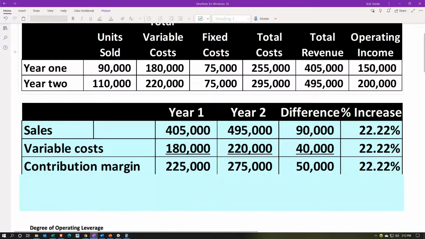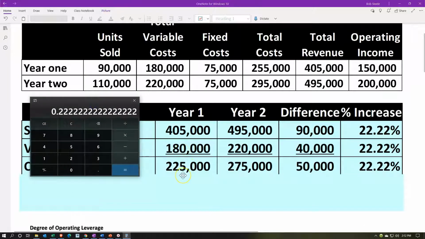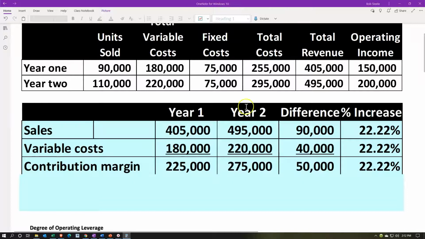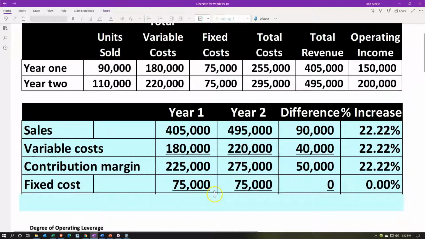The 50,000 can then be calculated two different ways. We can take the 275,000 minus the 225,000, that gives us the 50,000, or we could take the 90,000 minus the 40,000 to give us the 50,000. We once again have that same relationship, which would be the 275,000 minus the 225,000, $50,000 change divided by the original number 225. That's going to give us once again that 22.22%. Then we have the fixed costs, no change in the fixed costs, 70,000, 70,000, no change, no percent increase and decrease.